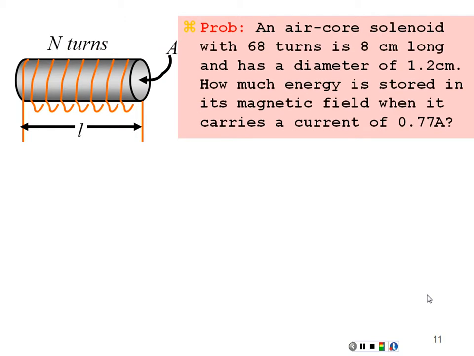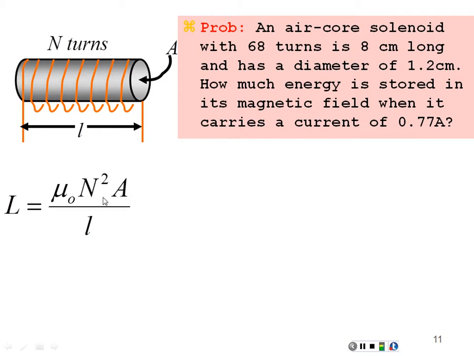Let's try a problem. An air core solenoid with 68 turns is 8 centimeters long and has a diameter of 1.2 centimeters. How much energy is stored in its magnetic field when it carries a current of 0.77 amps? Let's calculate the inductance first. That's mu naught n squared A over L.